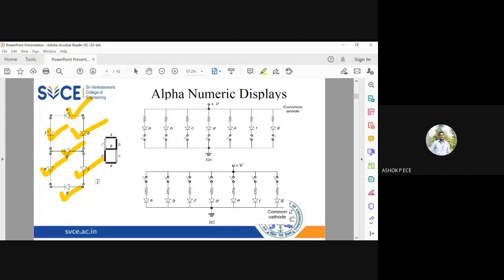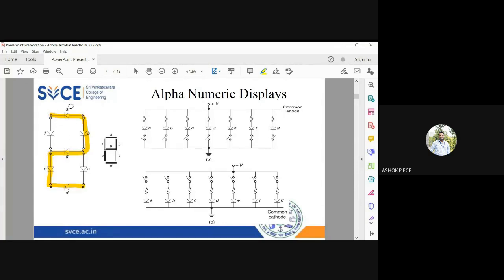And all these LEDs are given appropriate current for glowing. So for example, you can see now in the 7-segment display, the numeral 2 is displayed. For displaying the numeral 2, which LEDs do you have to glow? You have to glow the LEDs. See, the LED letters are given. 2 has to look like this, right?